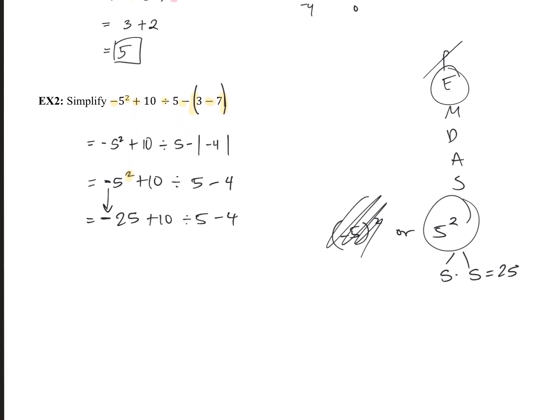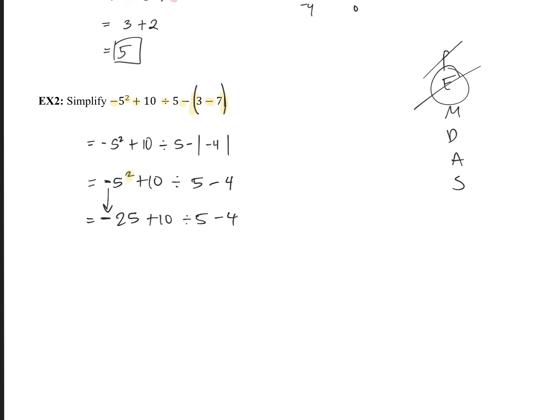Alright, let's see. Okay, well, we did the exponents. What else do we need to do? Multiplication or division. Do I see any of those? I do. I see one. I have division. Okay. So let's go ahead and do the division. Which items are being divided? It's that 10 and the 5. So it's going to be -25 plus 10 divided by 5 is going to be 2. And then we bring down that -4.